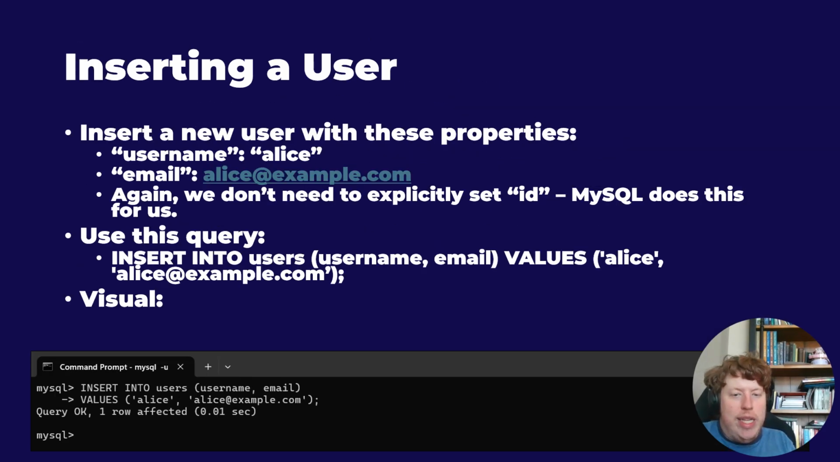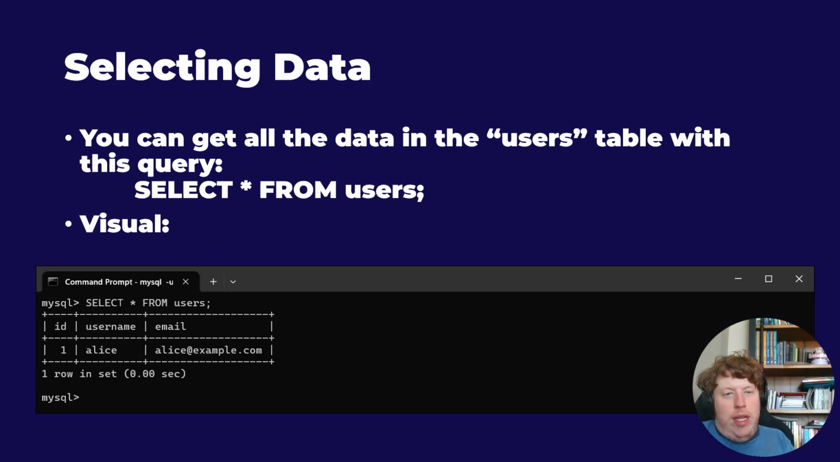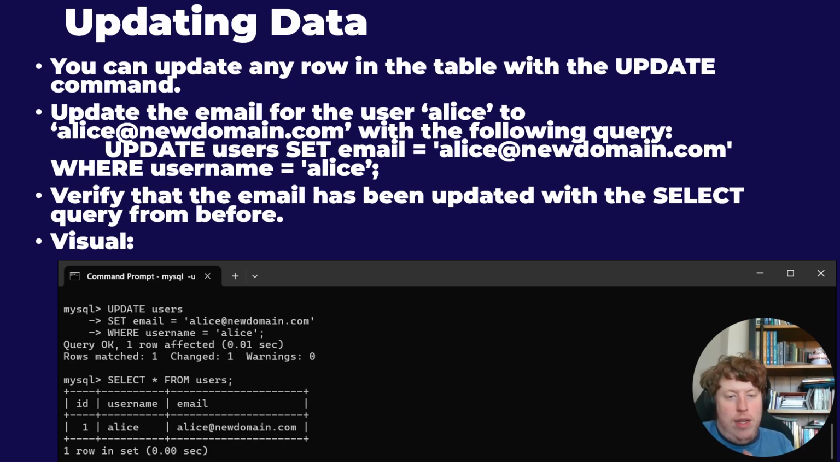And then next, let's insert a user. We'll insert a new user with these properties. Username Alice, email is alice@example.com. And again, we don't need to explicitly set the ID. MySQL does this for us. Use the query on screen. And next, we're going to select all the data in the users table with the query on the screen.